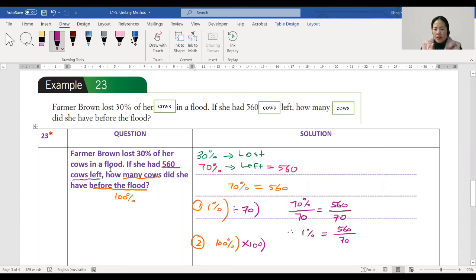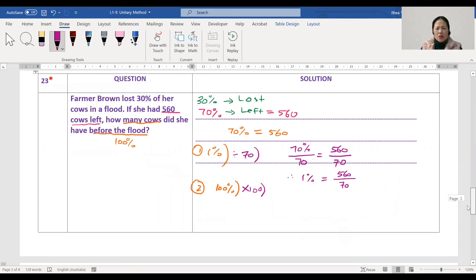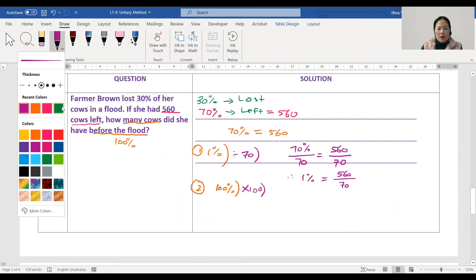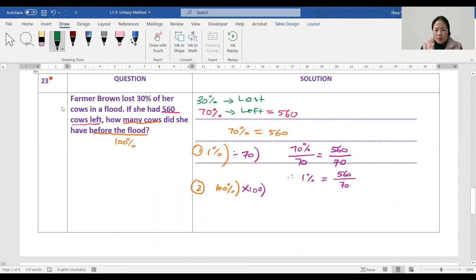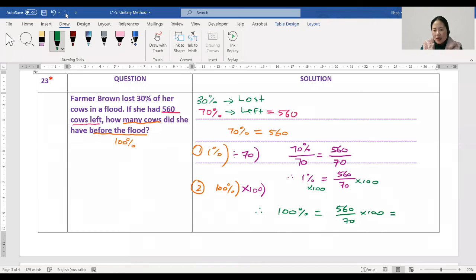Okay, I think you probably will know what to do here. So I want you to think about this with me in your head. You can't really say it with me, just think about it. So if I do that, I will times by 100 here, times by 100 here. Okay, so therefore my 100% equals 560 divided by 70 times 100. That'll give me 800 cows.